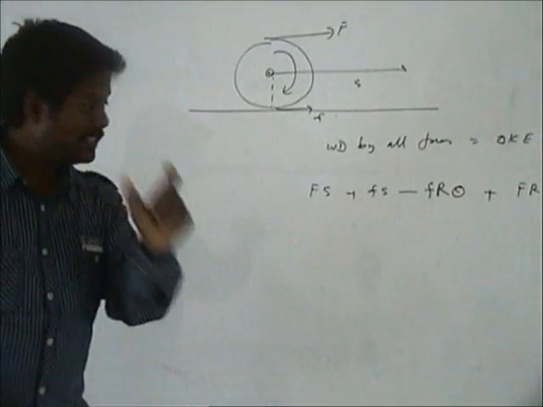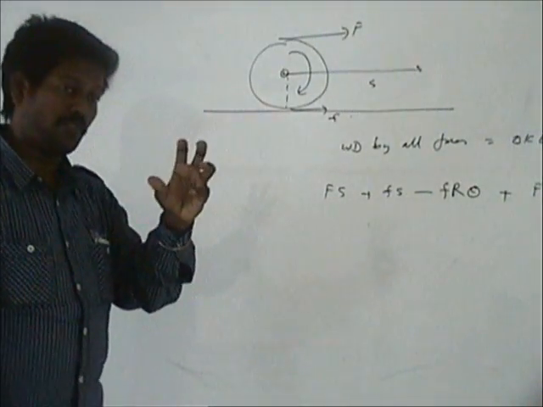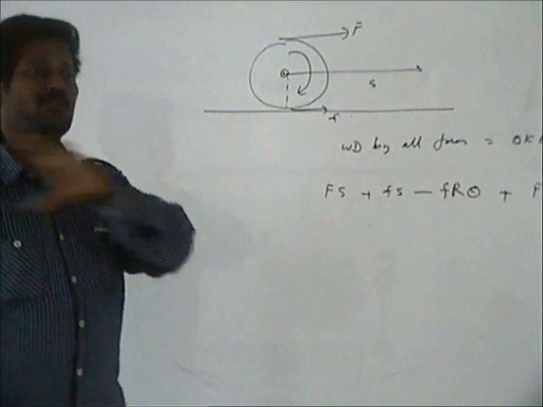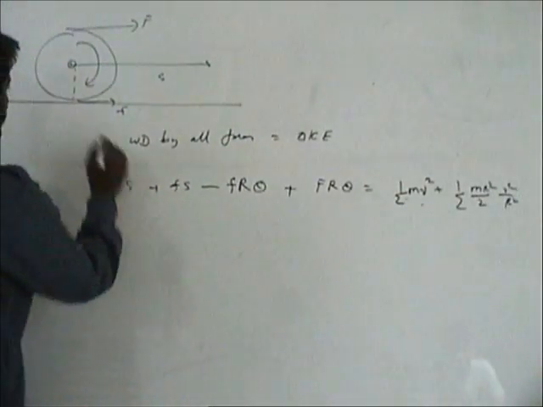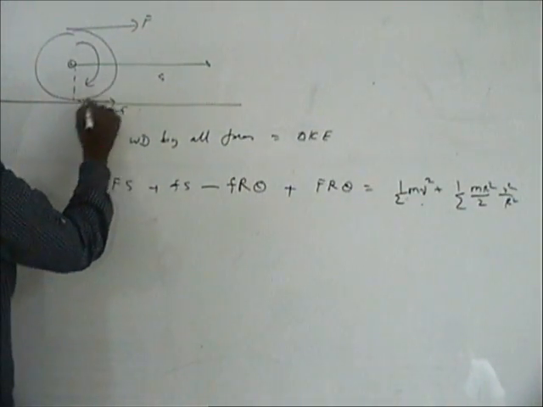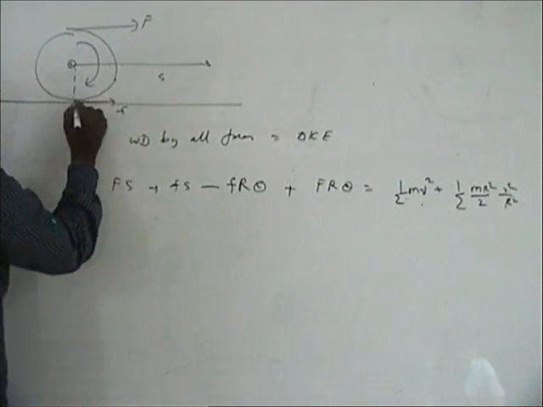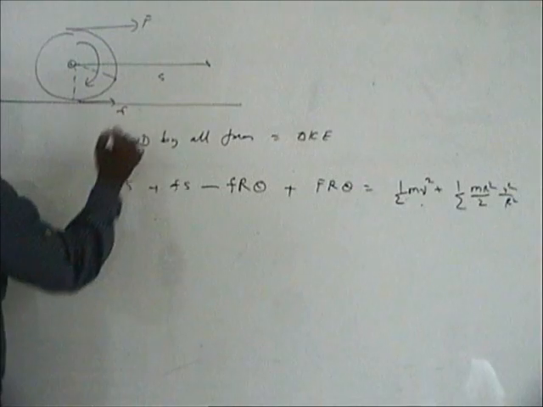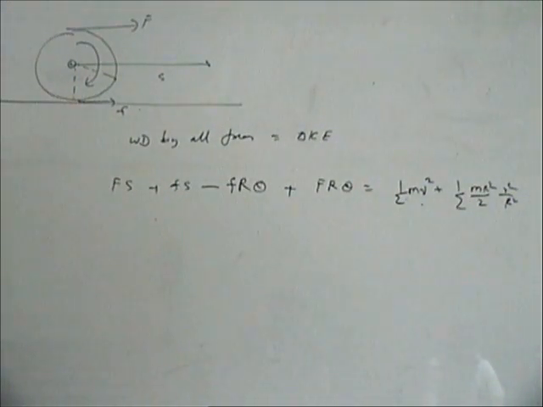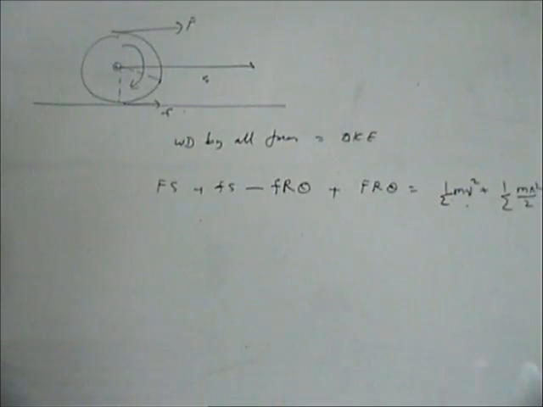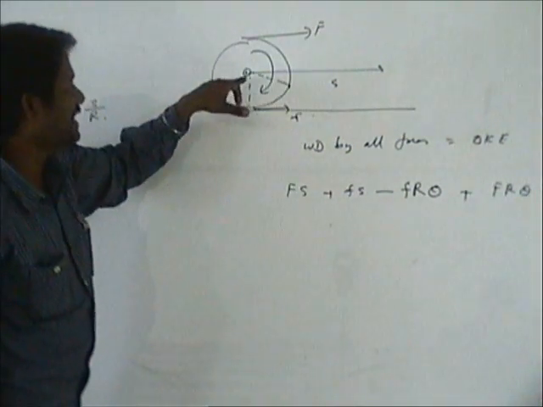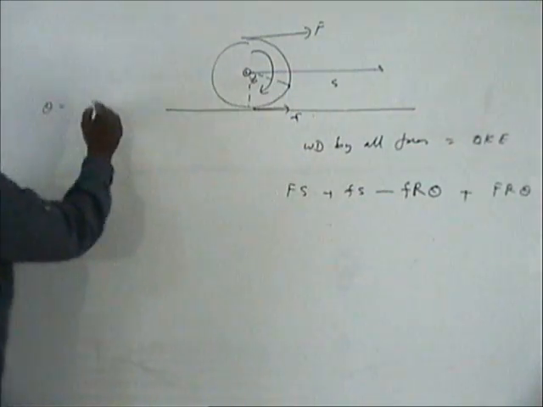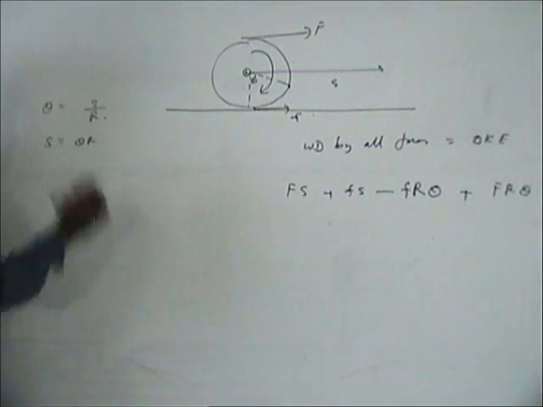Change in kinetic energy is due to the work done by all forces, and the work done by torque also has to be considered. Therefore, you have a very important equation here. Suppose it has gone by S, that means the point of contact has moved on the ground. Theta equals arc by radius, because the point of contact is moving on the ground. Whatever distance it has moved, theta can be calculated from that. Theta is arc by radius.